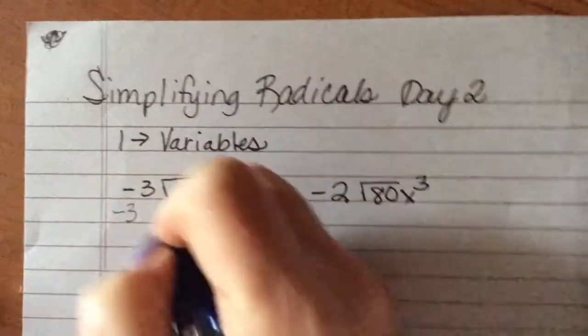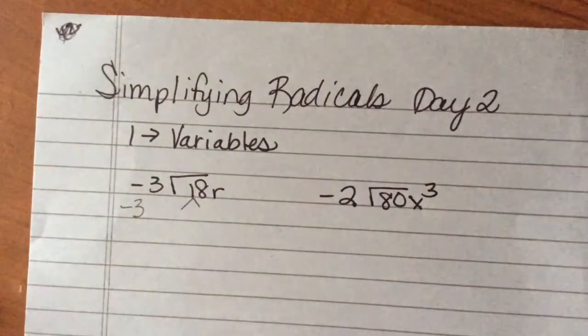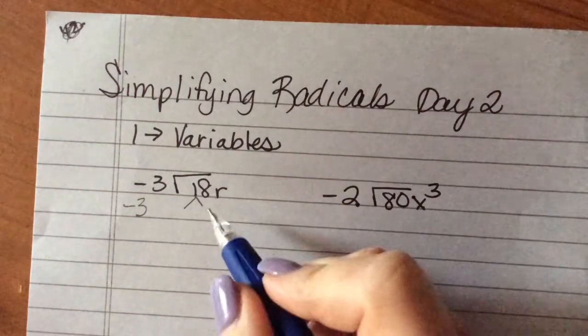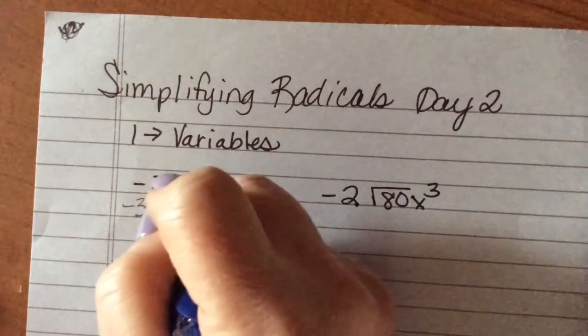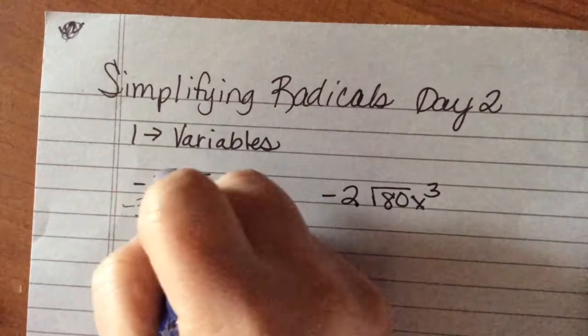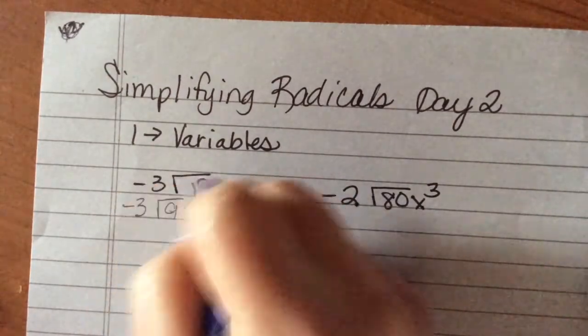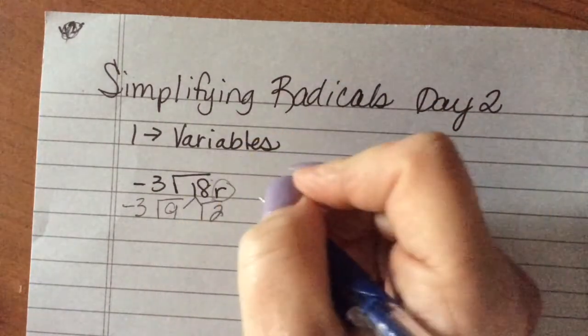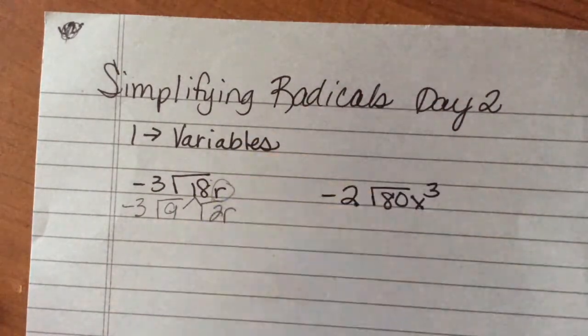I'm going to write my -3 down. You're looking to split it up with the square root of a perfect square and another number that can't be. And sometimes there are multiple steps, as we saw yesterday with our first one. With this one, I have 18, and I know a 9 and a 2, so 9 times 2 gives me 18. This R, since there's only one, is not going to come out, so I'm going to go ahead and write it down with the 2.